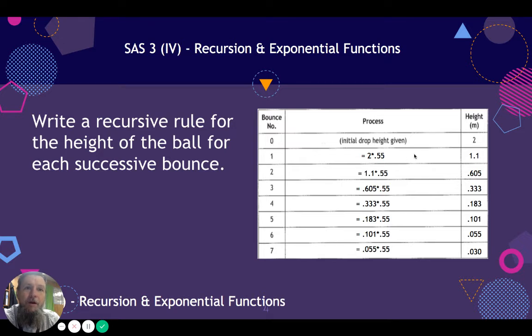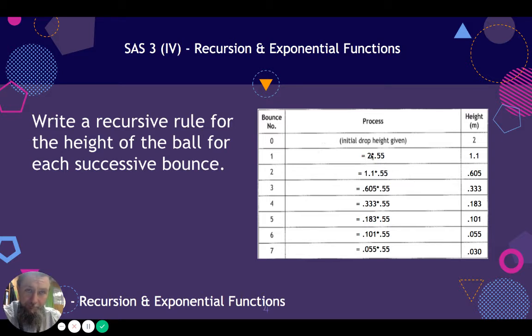So at bounce 0, h subscript 0 is 2 meters. At bounce 1, h subscript 1 is 1.1. Let's look at the process: 2 times 0.55. And guess what? We raise that to the first power. The next one we raise to the second, third. So that's pretty easy to write the explicit function. But the recursive, what are we doing to the last value?